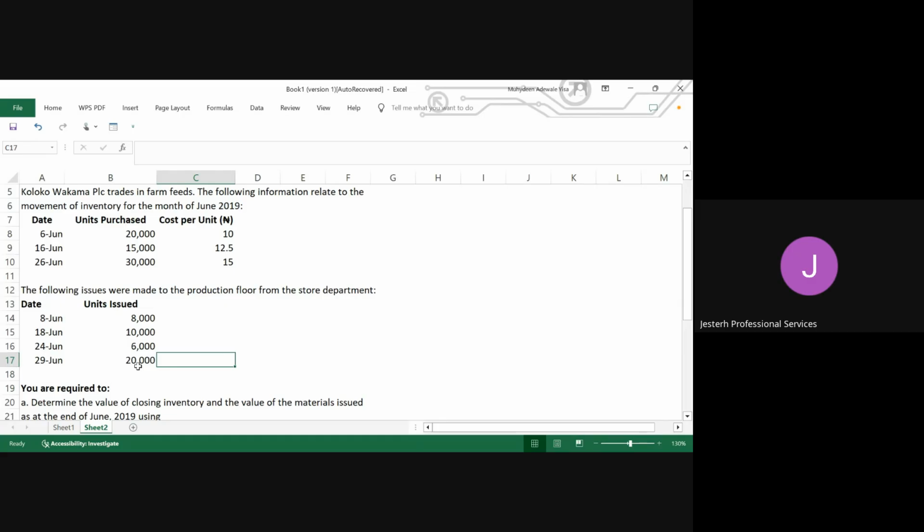Now, we already know what they asked us to do. And then we read the questions, we're able to know where we need to start from. From what they purchased, we're able to see the unit price. Now, this unit price is what we are going to use to determine the value of the closing inventory and then the value of the material issued at the end of June.